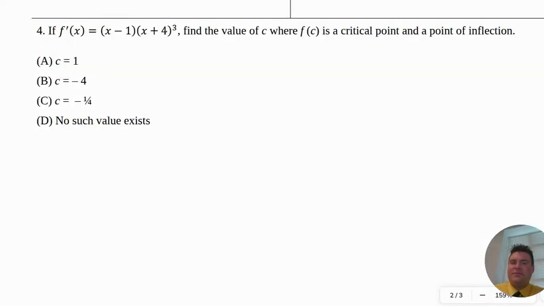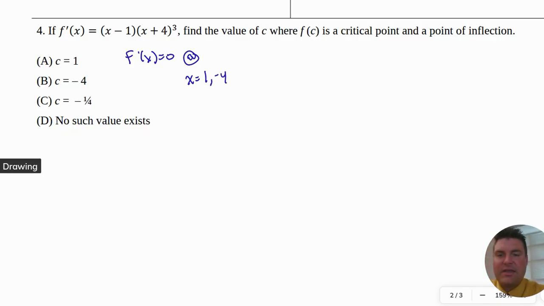All right, here's a doozy for you. If we have f prime is x minus 1 times x plus 4 cubed, find the value of c where f of c is a critical point and a point of inflection. So real quick, what are my critical points? If I set f prime of x equal to 0, that's going to happen at x equals 1 and negative 4. At 1 and negative 4. Okay, it's very clear, just because it's already in factored form for me.